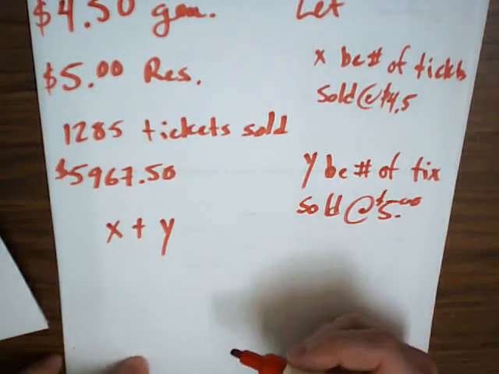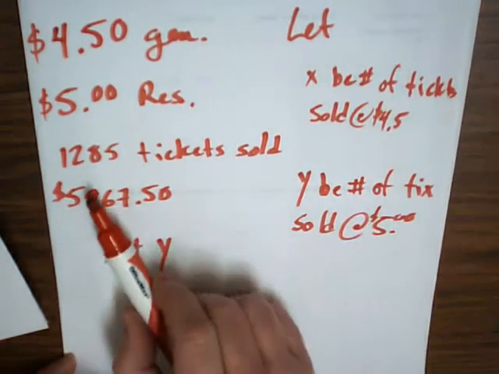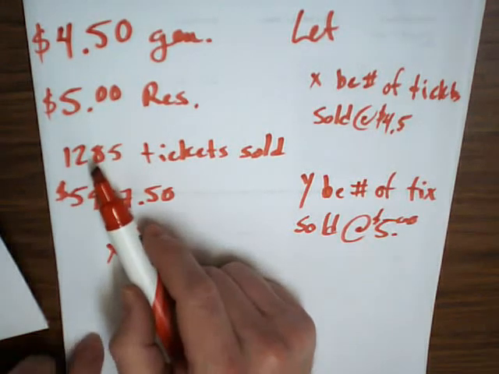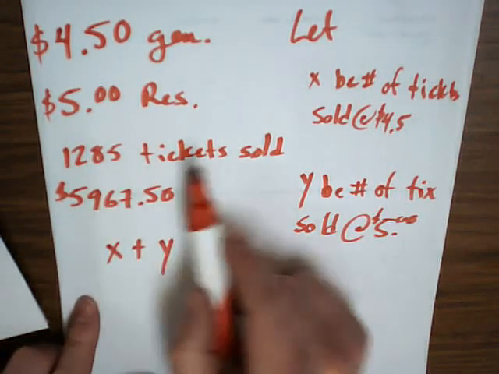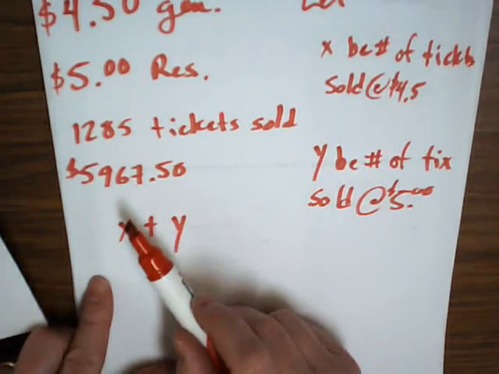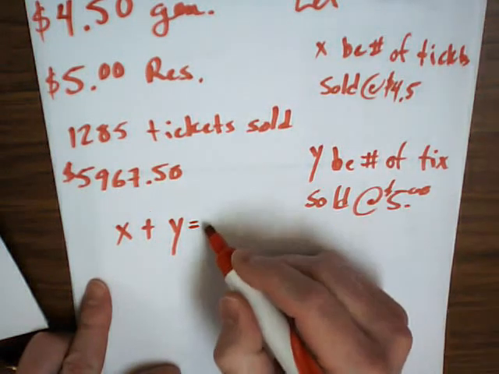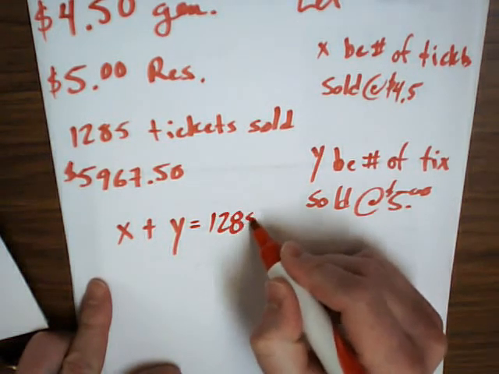Okay? That makes sense? So if you do that, you actually have a total number of tickets sold, right? And this is the number of tickets of this type. This is the number of tickets of this type. So what would x plus y have to be? 1285.